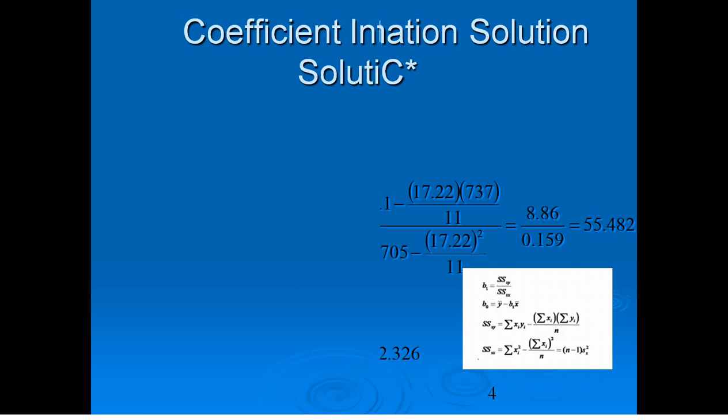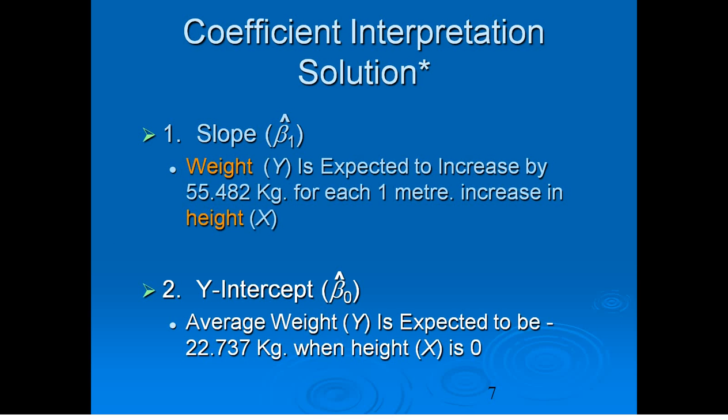Not asked for, but what does that mean? For every meter in height increase, your weight will go up by 54.482 kilograms, or more realistically, for every centimeter you go up, your weight will go up by 0.55 of a kilogram. And B0, a bit silly in this case, but if one's height was 0, one's weight would be minus 22.3 kilograms. I know that's silly, but that's just the way it is.